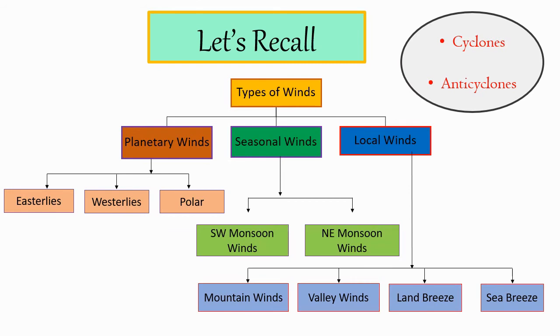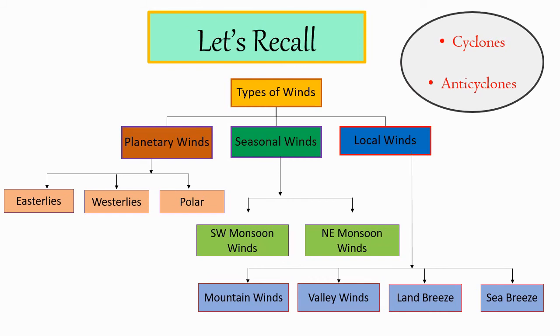Seasonal winds. Monsoon winds are generated due to the uneven heating of land and water in the different seasons. During summers, monsoons blow from the sea to the land, and in winter, they blow from the land to the sea. The influence of monsoon winds is seen in the summer and winter seasons in the Indian subcontinent.